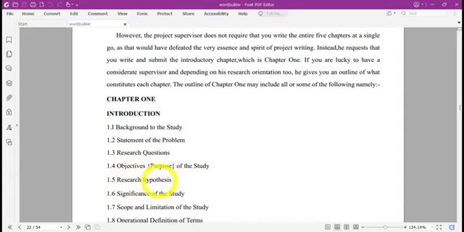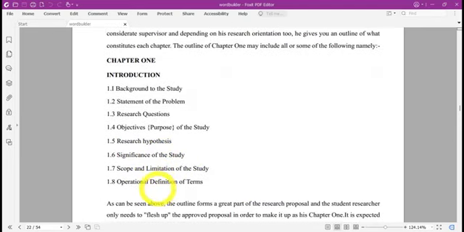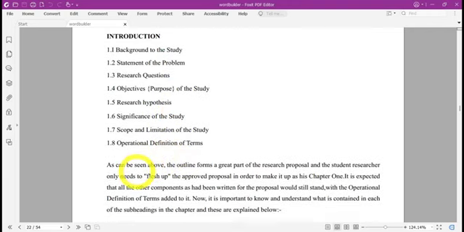Research hypothesis, yes, there has to be a research hypothesis. Significance of the study, of what significance, of what use is it to the community, to the public. Scope and limitation of the study, operational definition of terms. So if your supervisor gives you all this, it makes the work a lot easier for you. That's also good. Nobody likes to suffer.